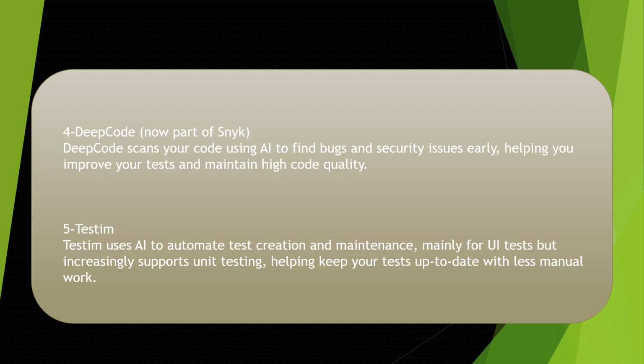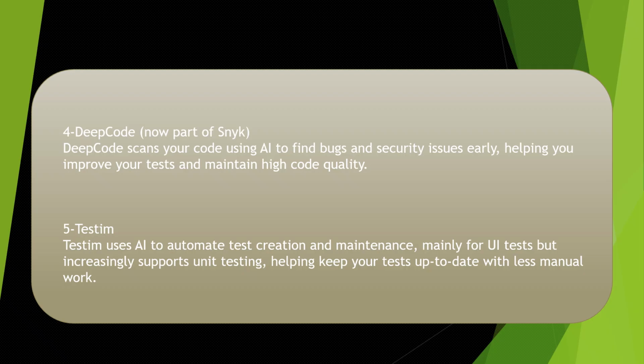Now the next is Testim. Testim uses AI to automate test creation and maintenance, mainly for UI tests, but increasingly supports unit testing, helping keep your tests up to date with less manual work. When our application UI frequently changes, Testim uses AI to automatically update our tests, reducing the time spent fixing broken tests and keeping our testing process efficient.